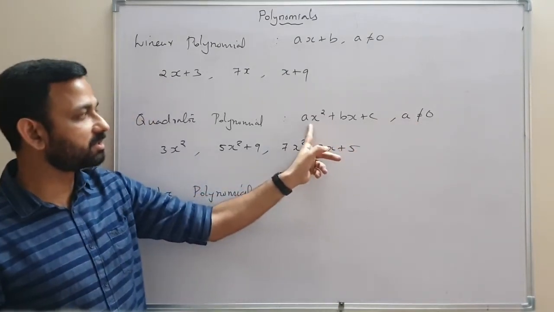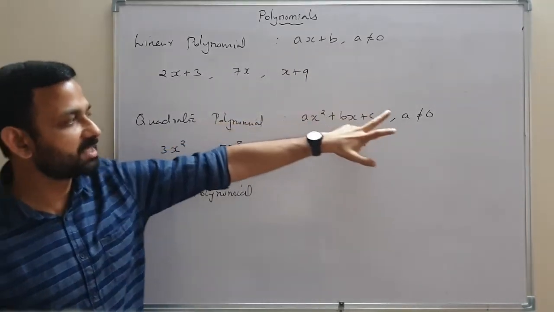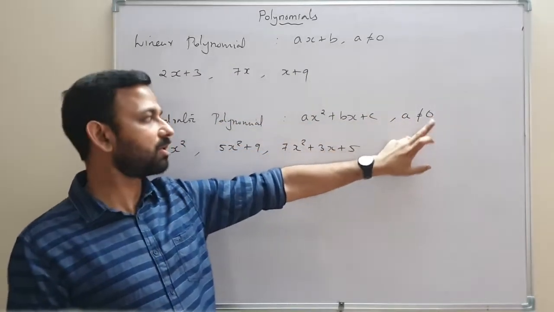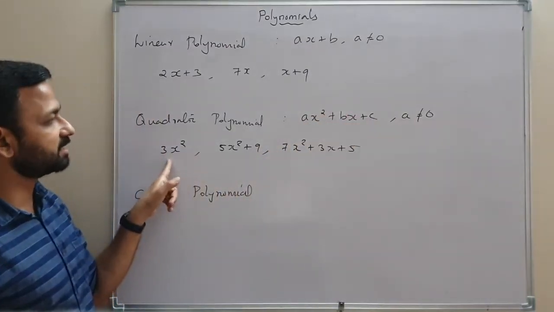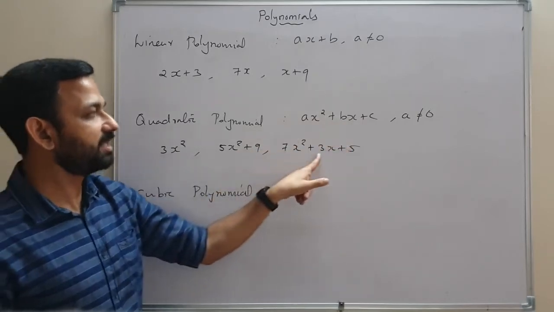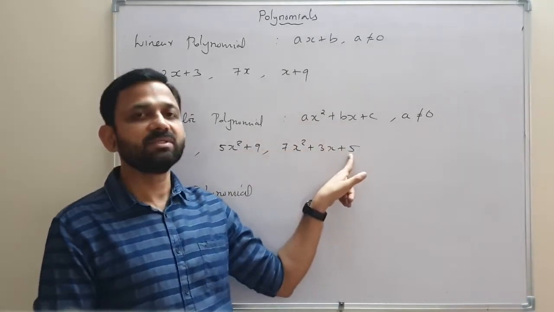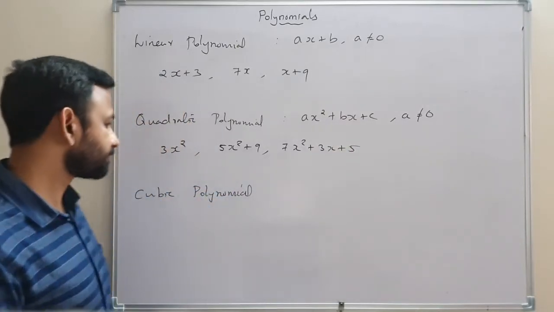If a equal to 0, this term will be 0, then it becomes a linear polynomial. That's why we are writing a not equal to 0, but b and c can be 0. So here in this example, b and c are zeros. Here b is 0, the middle term is not there, and here b and c are non-zero numbers. So this is the standard form of a quadratic polynomial.